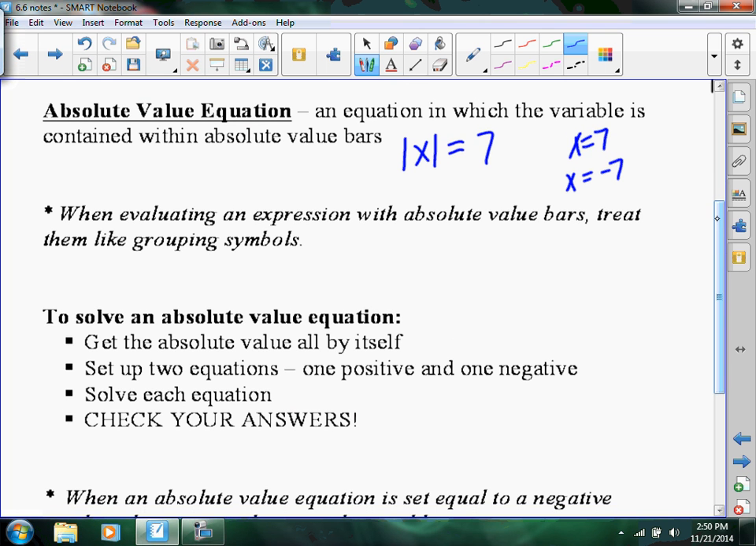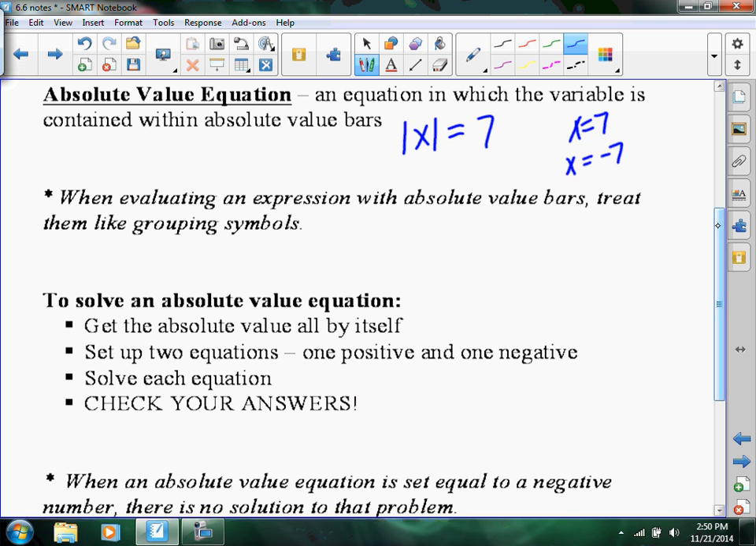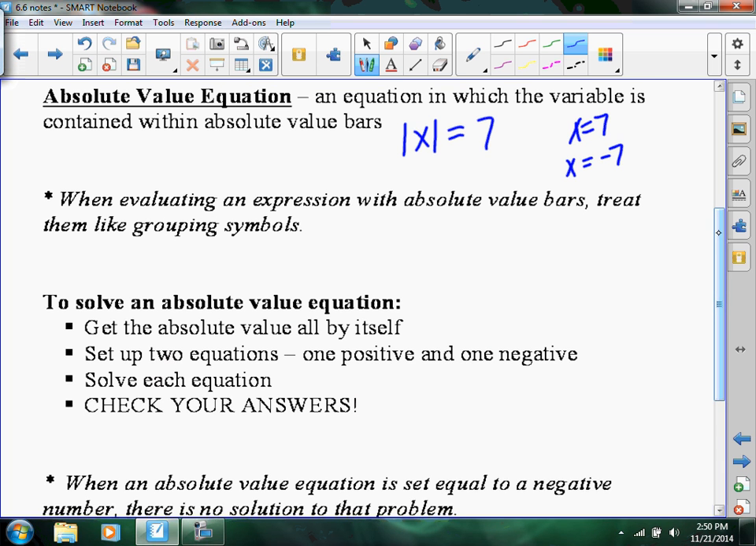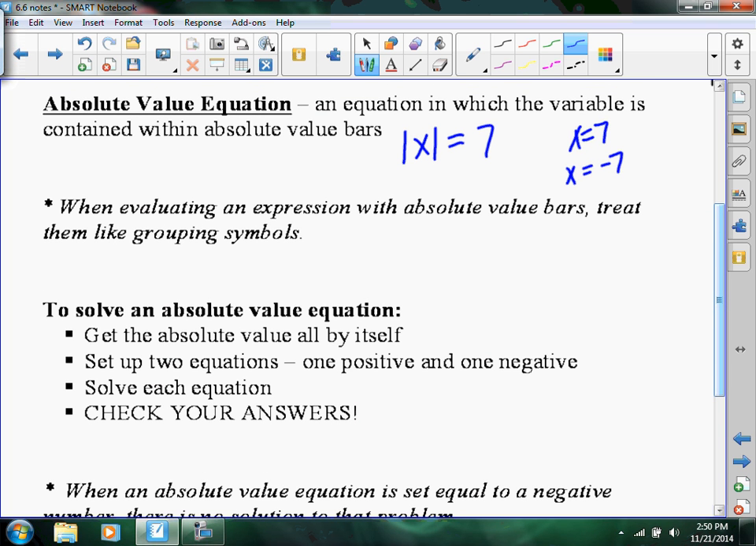And we want to treat those absolute value bars like they're grouping symbols. So we kind of need to treat them like they're parentheses in a way, which means if we're going to solve for something inside of them, we have to get them completely by themselves first. So that's our first step here when we're solving absolute value equations. We have to get the absolute value all by itself, or the absolute value bars. And then we have to set up two equations because we're going to have two solutions.